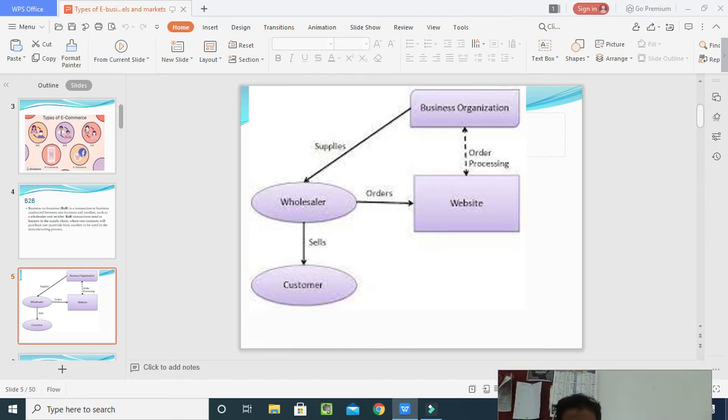Now, if you see here, the wholesaler is selling the goods to the consumer and the customer, and this is a picture. That means the consumer is interacting. That means from business to consumer, the business is selling the goods to the wholesaler. The wholesaler is giving the order to the website for processing, then it is going to the customer's account.